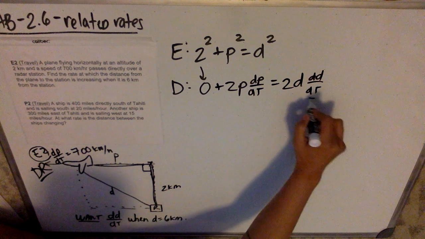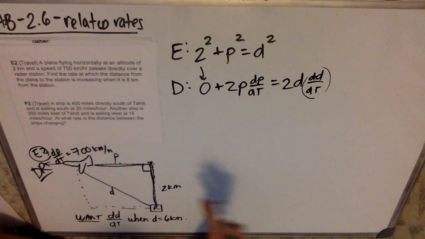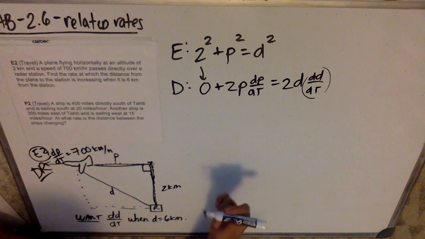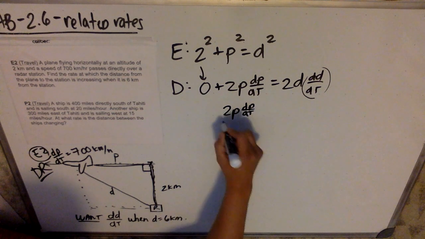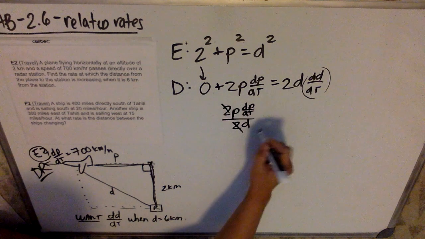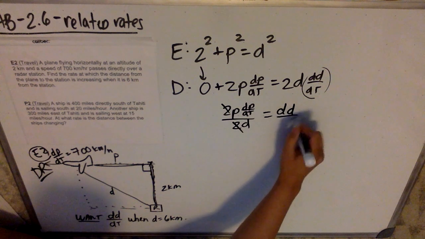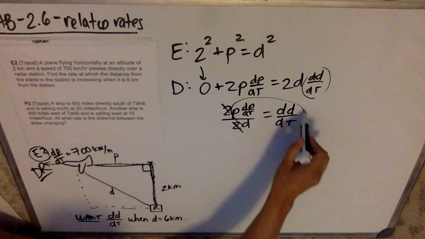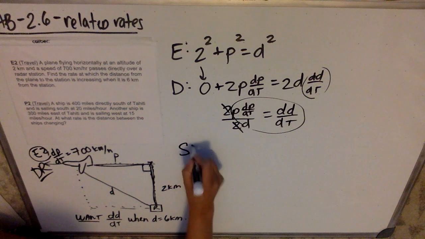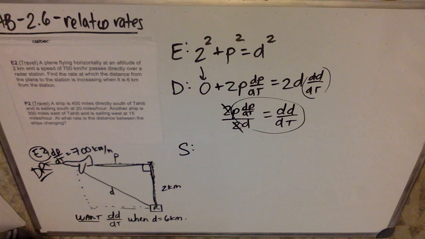Now, I know I want this, so if you want to go ahead and solve for that, you can. You certainly don't have to. If you solve for that, you're going to get 2p dp/dt over 2d. I'd probably suggest you cancel the 2's, equals dd/dt. So this is the equation I need to use, right? This guy right here. So when I substitute in, I'm substituting in when d is 6.